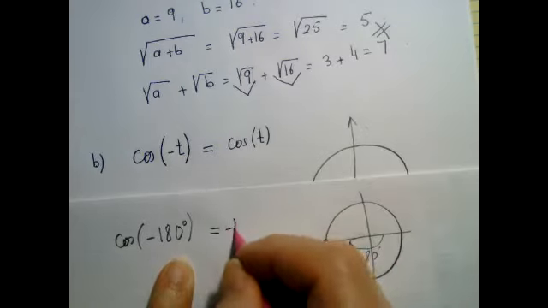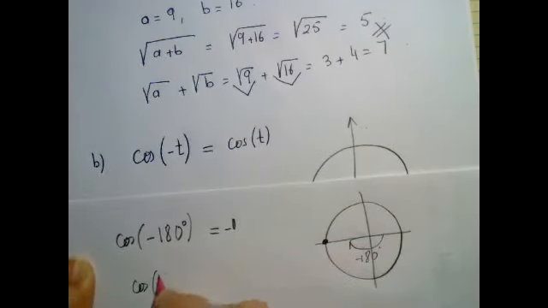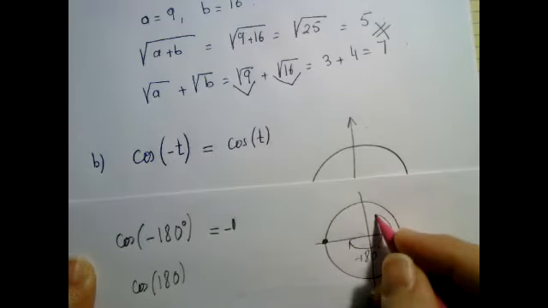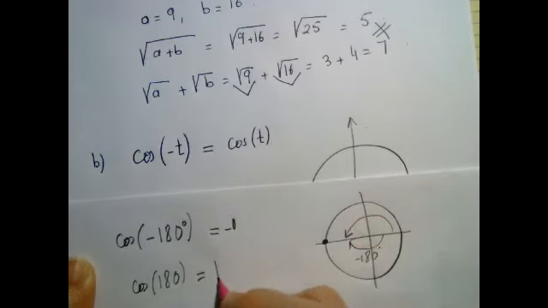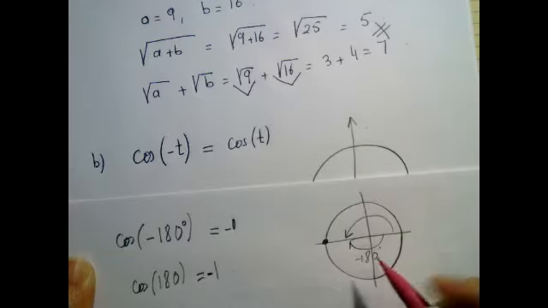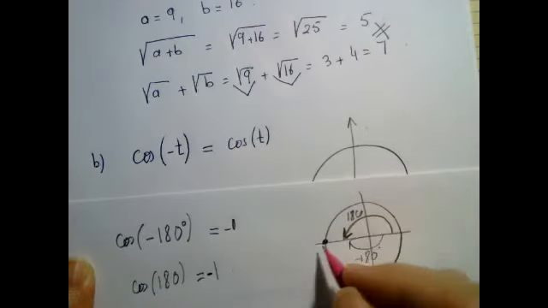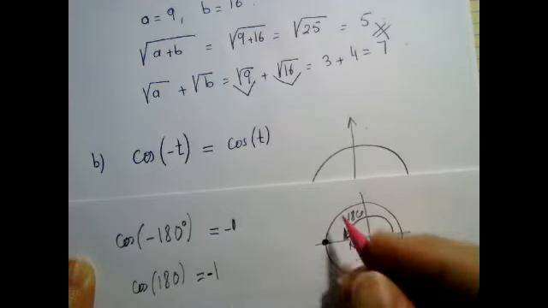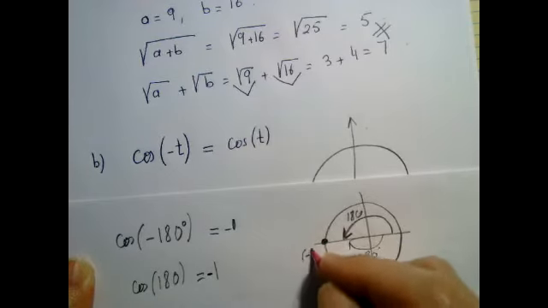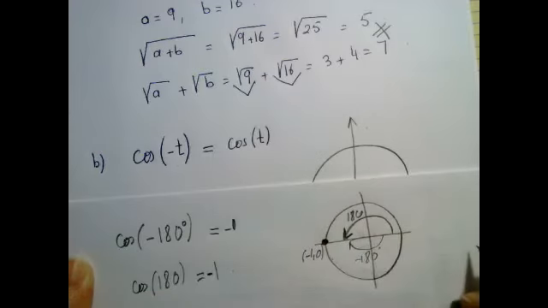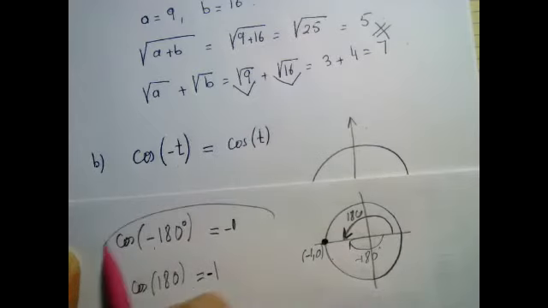Minus 1. Very good. What's the cosine of 180? No. It's not 1. It's minus 1. Because this is 180, you go around the circle. That's 180. What's the x-coordinate here? No, the cosine is the x-coordinate. What's the x-coordinate here? Minus 1, 0. So cosine of minus 180 is minus 1. Cosine of 180 is minus 1.